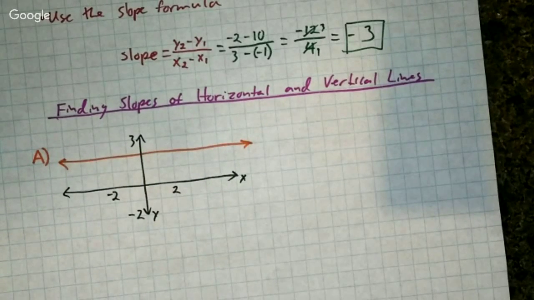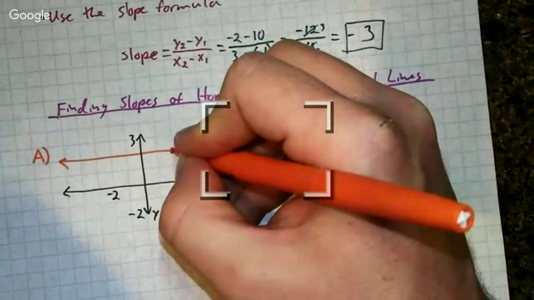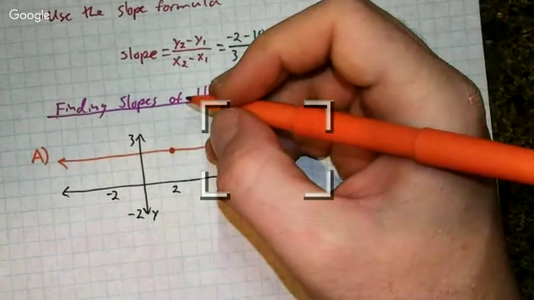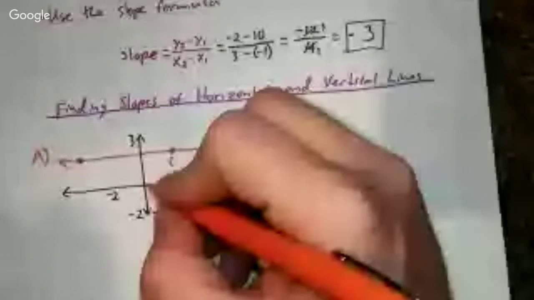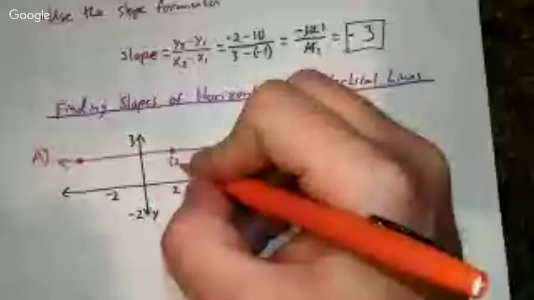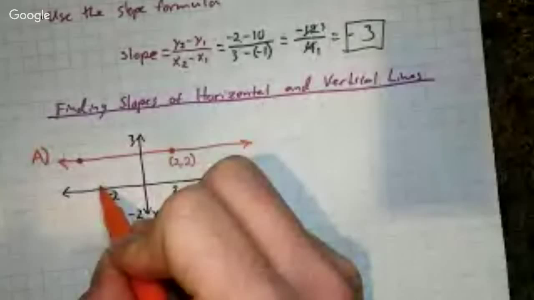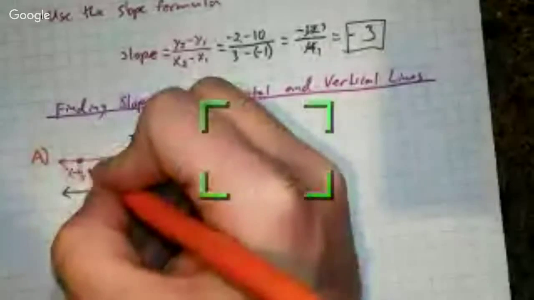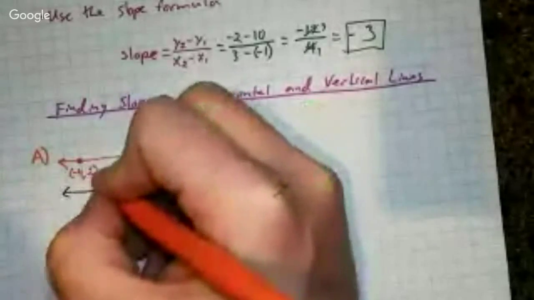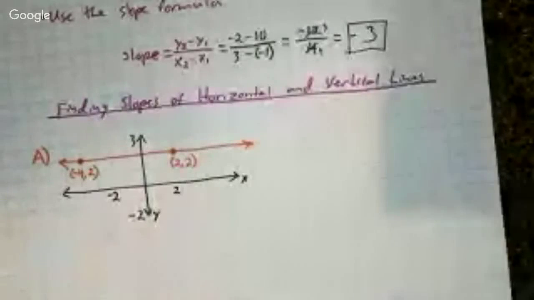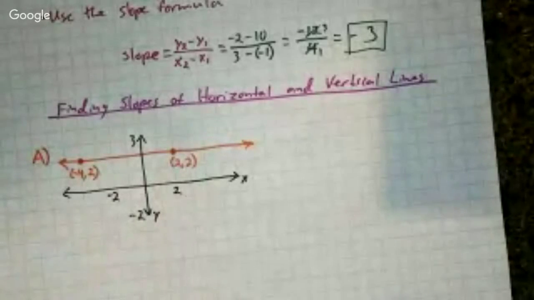We can find 2 points on that. I'm going to find this point right here, and this point over here is 2, 2. And this point over here is negative 1, 2, 3, 4. Negative 4, 2. So I have my 2 points.